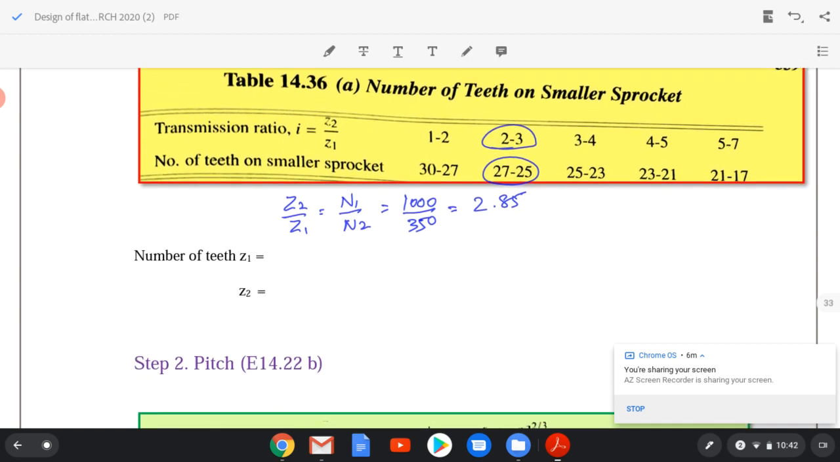Here I am taking Z1 equal to 25. So my value Z2 will be equal to Z1 into 2.85, equal to 71.4. Since I have to get a whole number, I will take the next whole number, equal to 72 teeth. This completes our first step to find the number of teeth, Z1 and Z2.